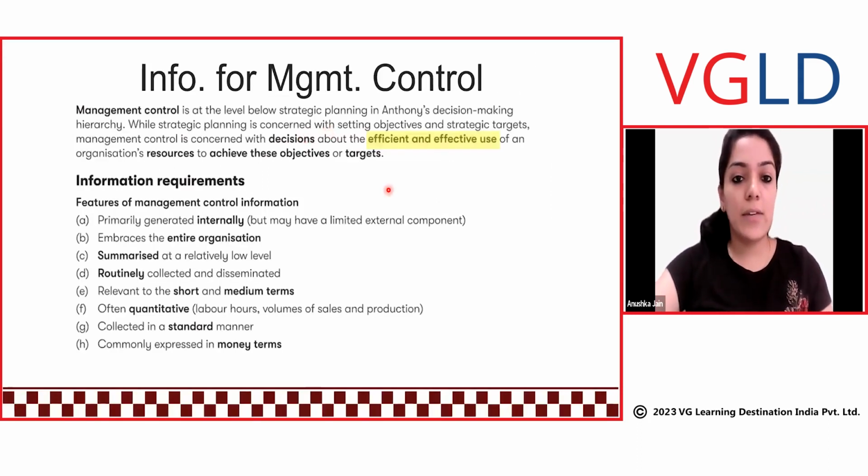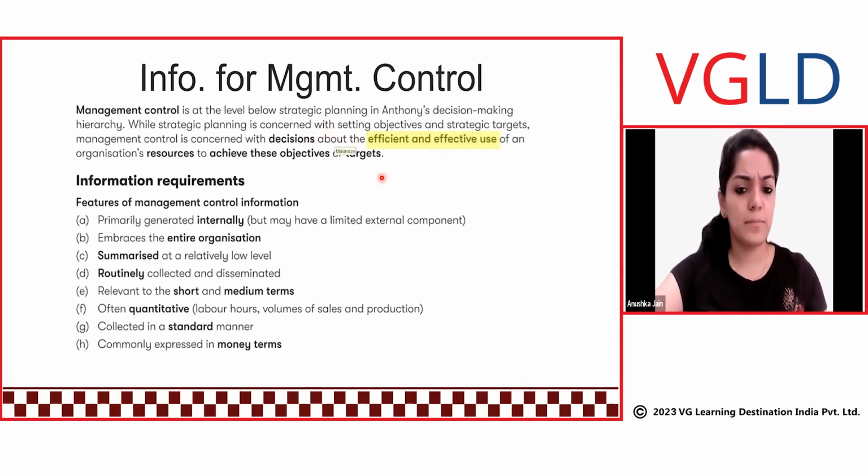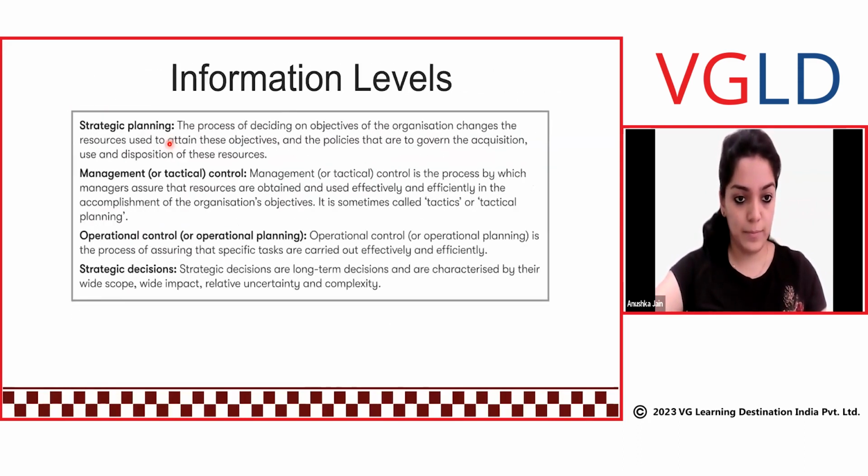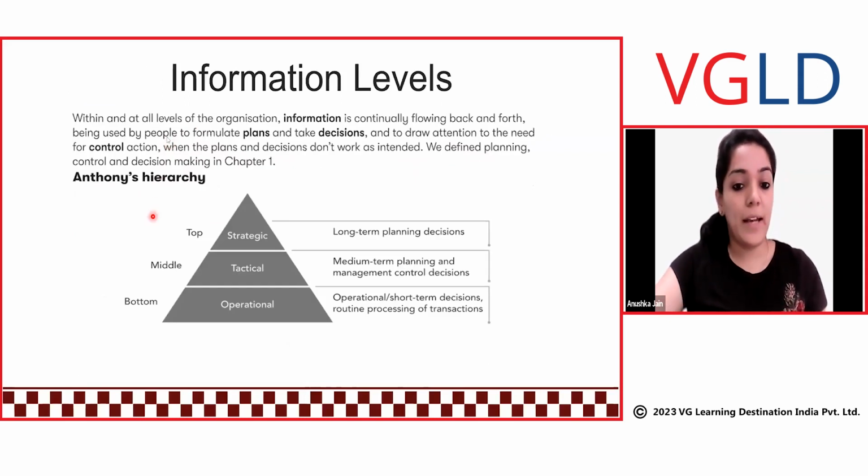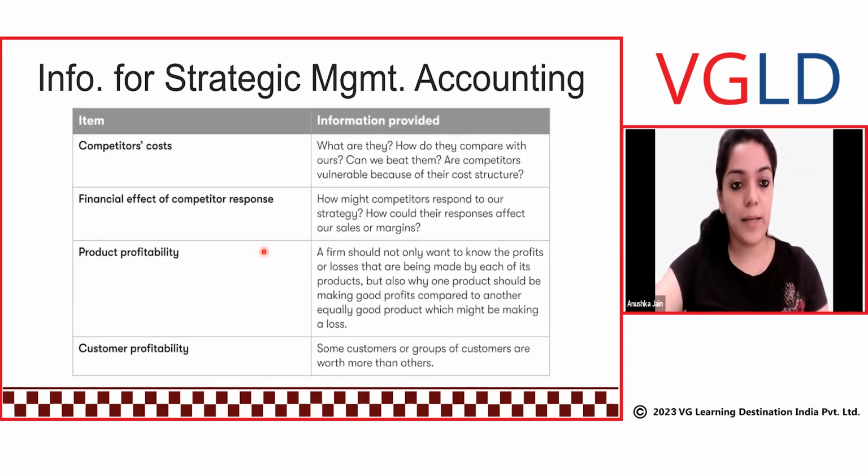Next is information for management control. What is management control? Remember from the hierarchy, what is management control? Let me show you the hierarchy again. Management control is the middle level management. So first we have spoken about the information requirements for the strategic management. Now let's talk about the information requirements at the tactical management level. Okay, let's come back.